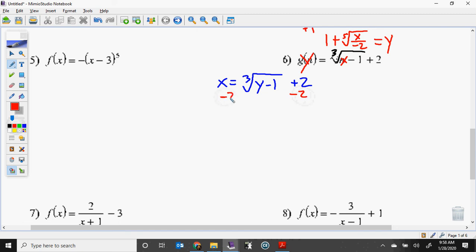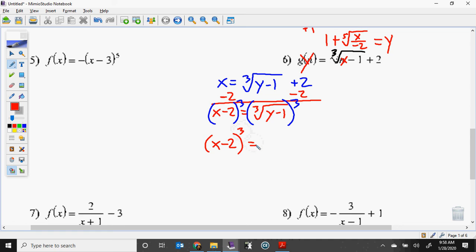Minus 2 from both sides. I need to get rid of that cubed root. Well, so the opposite of a cubed root is to actually cube it. So there we go. That gives me x minus 2 cubed equals, well, the cubed and the cubed root cancel out, so equals y minus 1.